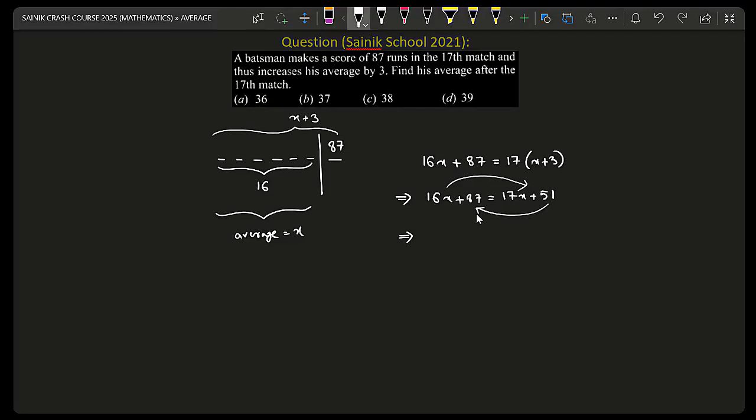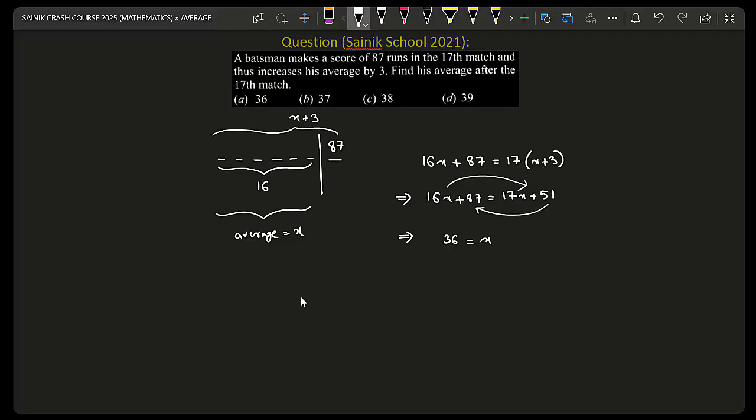What is 17X minus 16X on the right side? 1X, which is nothing but X. Now on the LHS, 87 minus 51. 36. So what is the answer? 36. Which option? Option A.